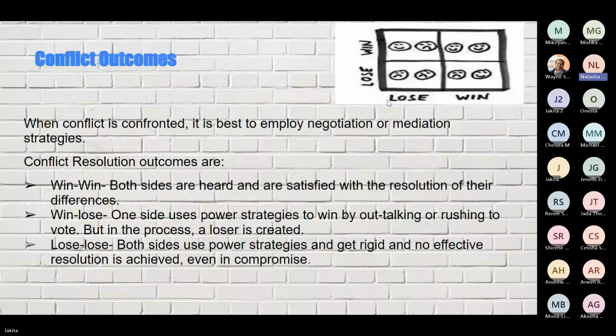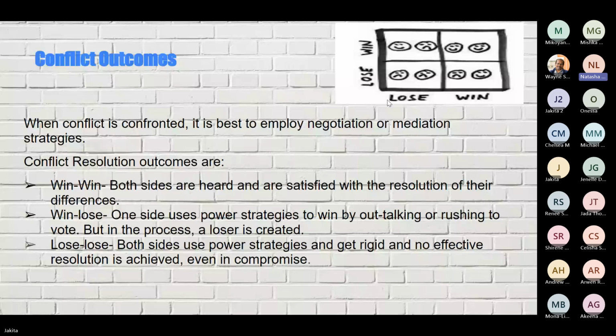Win-lose. One side uses power strategies to win by out-talking or rushing to vote, but in the process, a loser is created. And lastly, we have lose-lose. Both sides use power strategies and get rigid and no effective resolution is achieved, even in compromise.